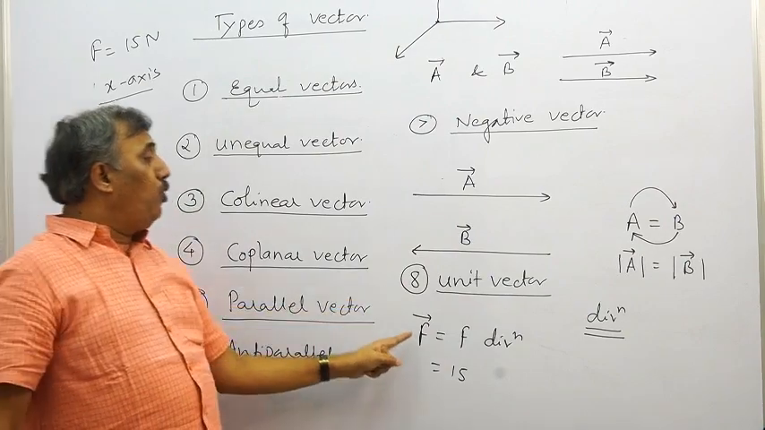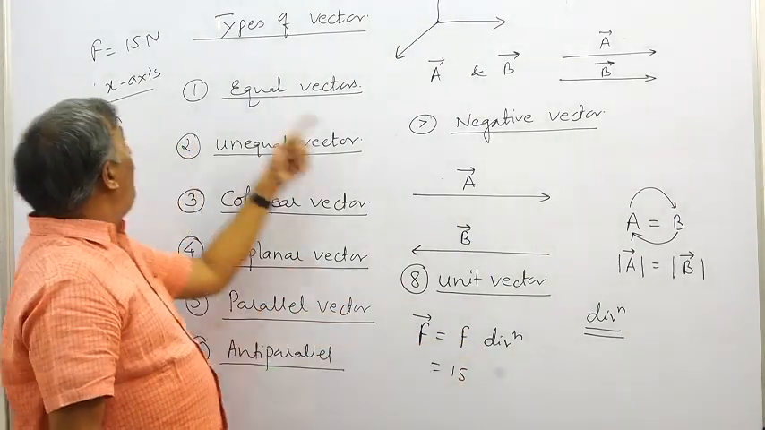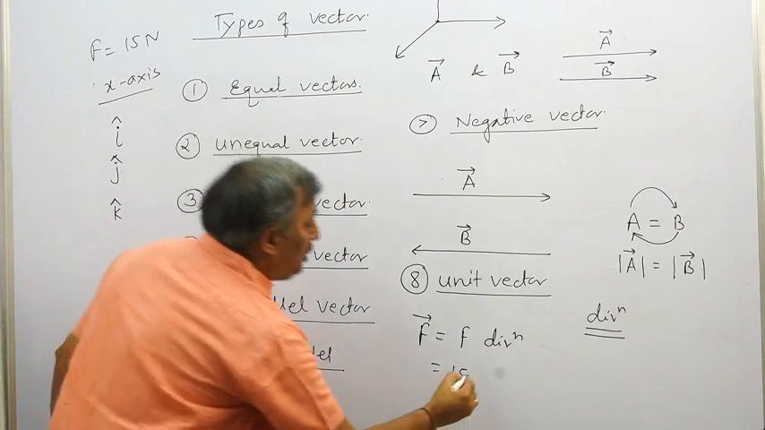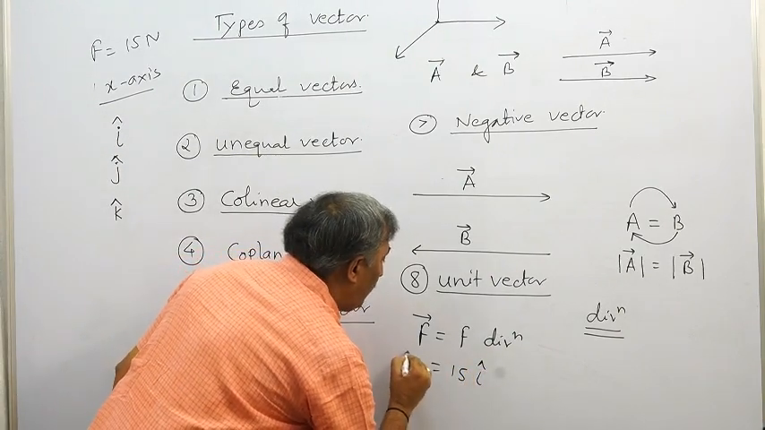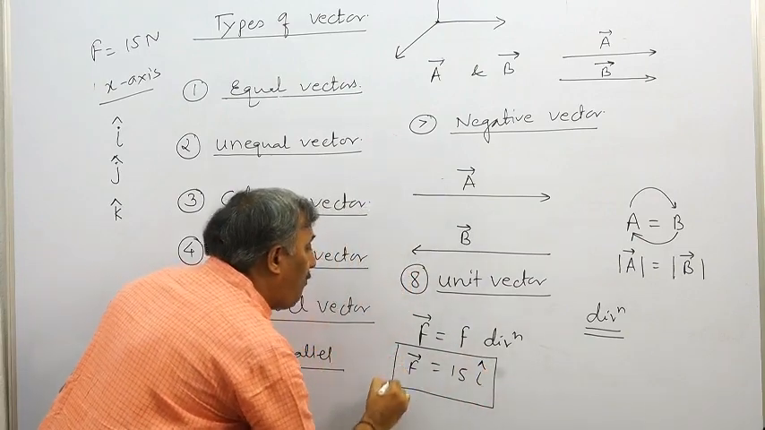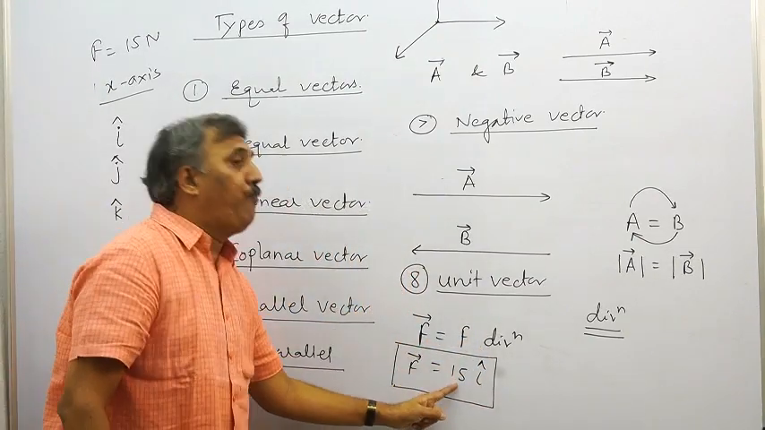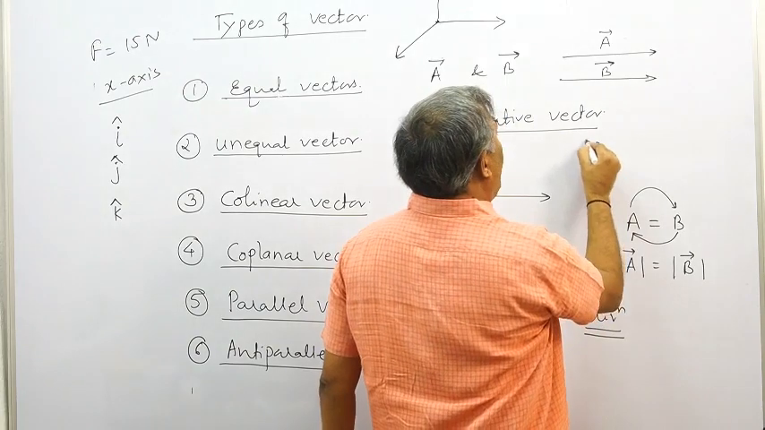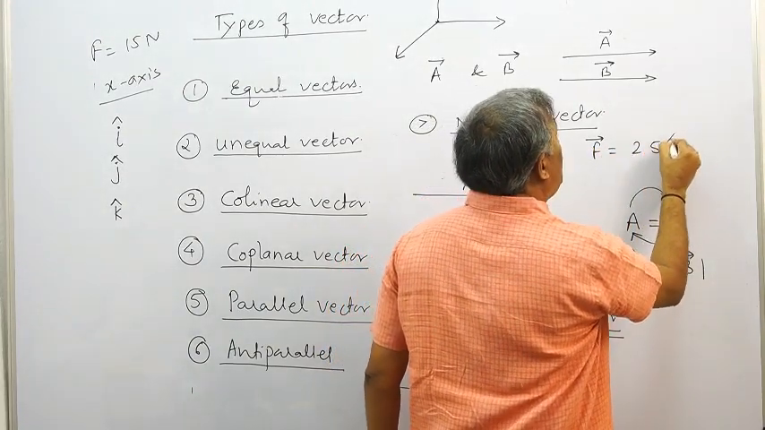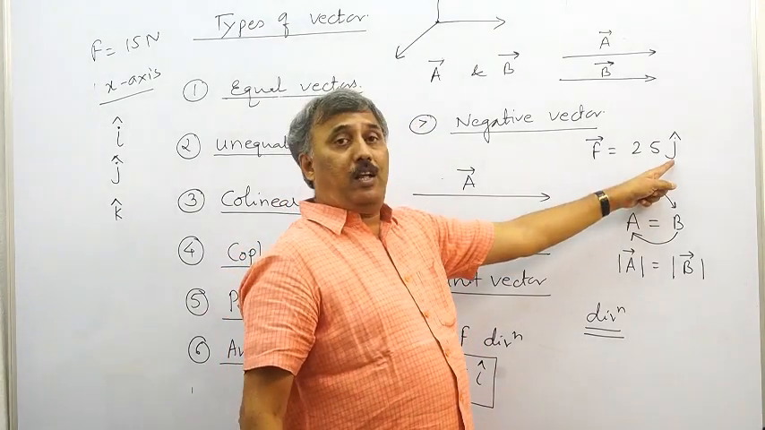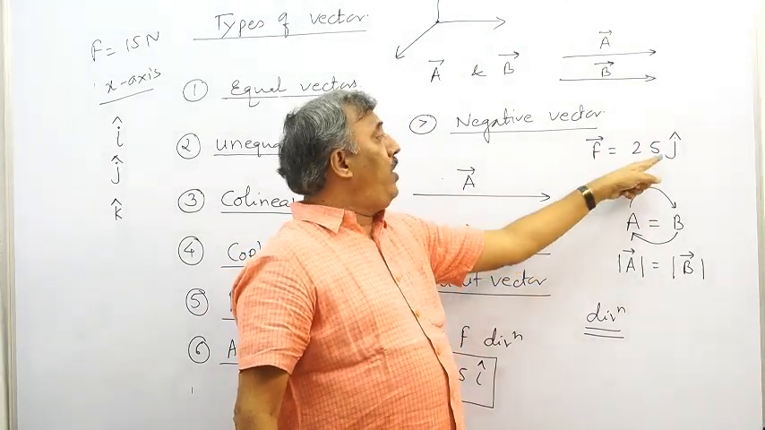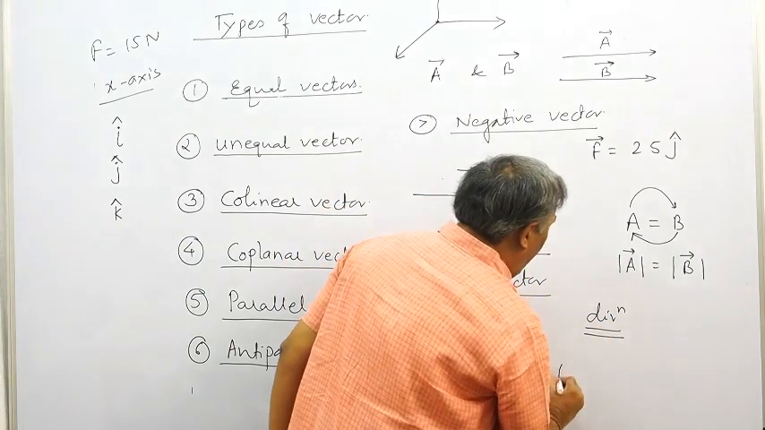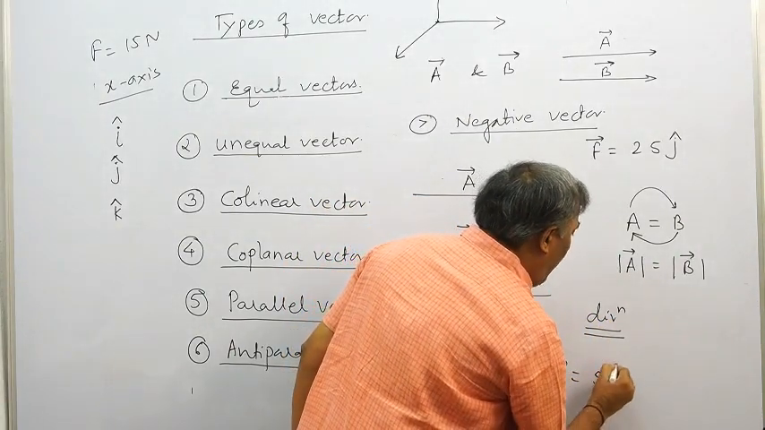Now come to the point: force F is 15 newton and acting along which direction? The x axis. We know that i cap is a unit vector along the x axis, so I shall write 15 i cap. That 15 i cap gives overall information about this force: it is a force of 15 newton acting along the x axis. Similarly, if I write force F is equal to 25 j cap, what is j cap? j cap is the unit vector along the y axis. It informs you that 25 newton is the magnitude of the force and it is acting along the y axis. Similarly, I can say that F is equal to 5 k cap.